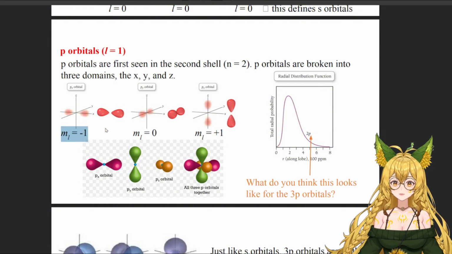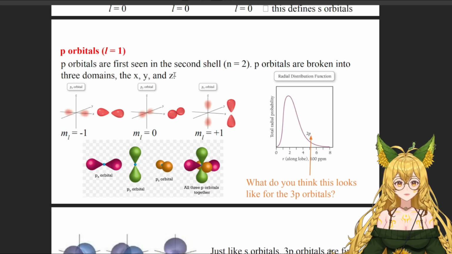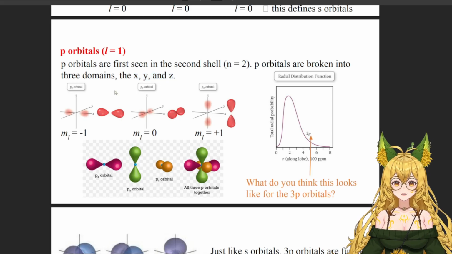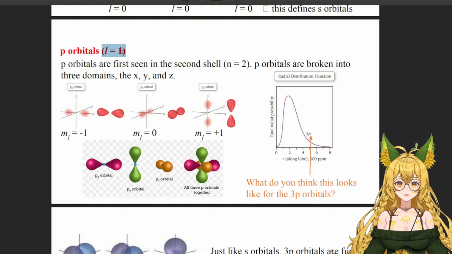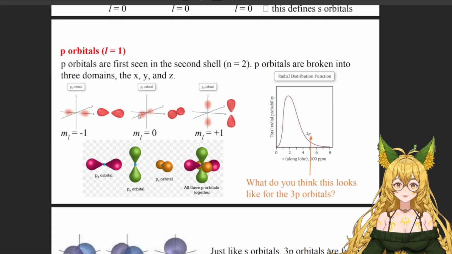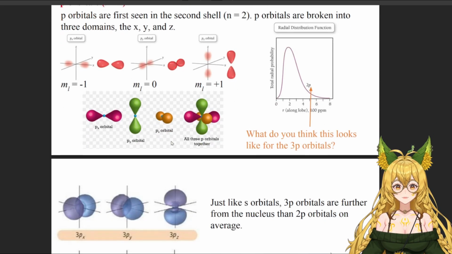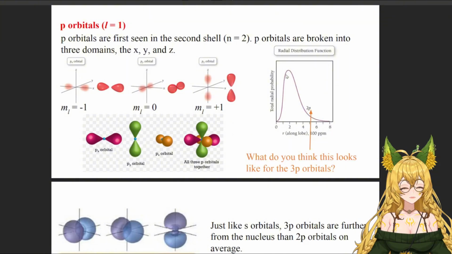So this actually is going to tell us how many types there are. So for a p orbital, there's 3 domains, x, y, and z. So px, py, and pz. And when they're all together, they look like this weird thing. But when we get higher up, remember, m sub l is -1, 0, and +1, because p orbitals are l equals 1. That will tell us that there's 3. So the m sub l is actually telling us that there's 3 domains in there. So the x, y, and the z, which is actually pretty cool. So what do you think this looks like for 3 p orbitals right here? So we got 2 p orbitals. This is the distribution of it.